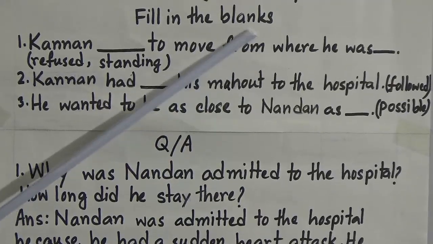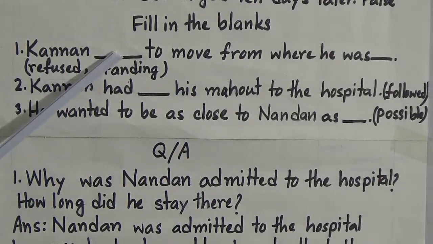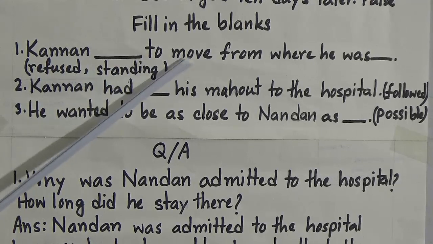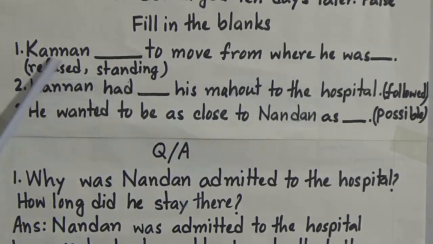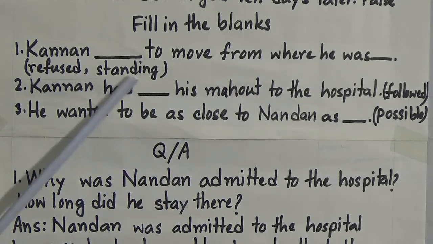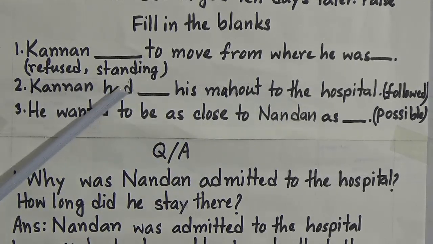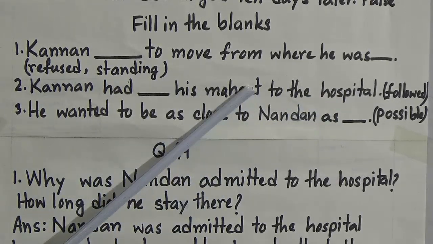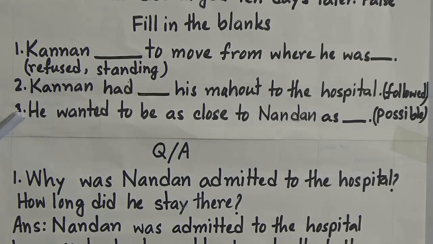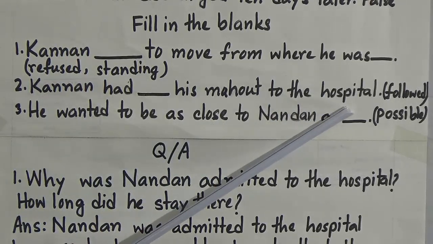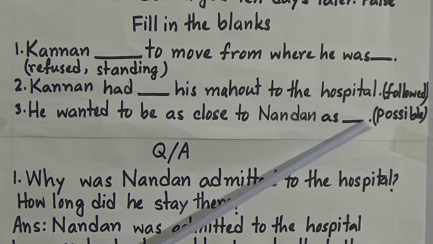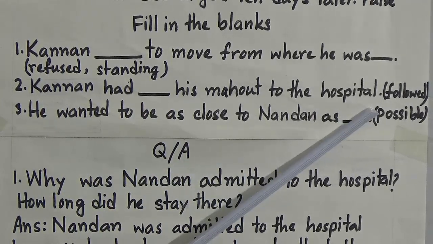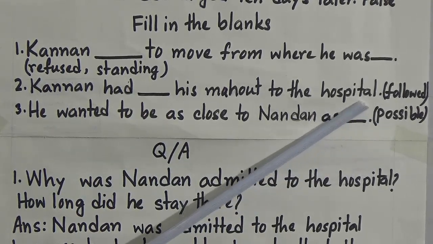Now fill in the blanks, and we will choose words to fill out these blanks from this comprehension. Kanan refused to move from where he was dash. That means Kanan refused to move from where he was standing. And number 2, Kanan had dash his mahout to the hospital. That means Kanan had followed his mahout to the hospital. And number 3, he wanted to be as close to Nandan as dash. And we know that this will be possible because it is in our comprehension. He wanted to be as close to Nandan as possible, and that's why he did not leave the hospital.